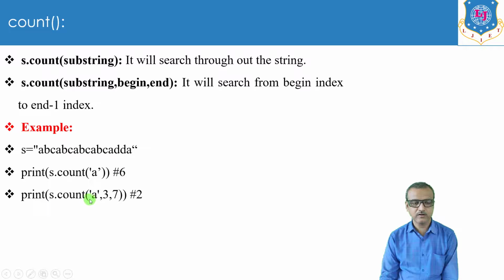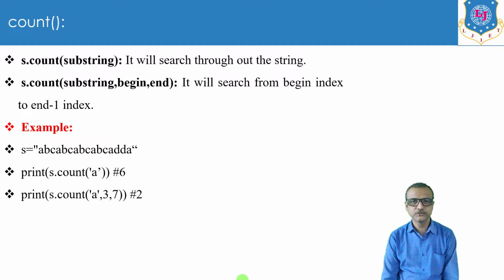Print of s dot count of a comma 3 comma 7. It will count the letter a, starting from index 3 to index 7 minus 1, that is index number 6. So index 3 is 0, 1, 2, 3. So it will count from here till index 6. So 3, 4, 5, 6. So we have a only 2 times. So the output of this statement is 2.